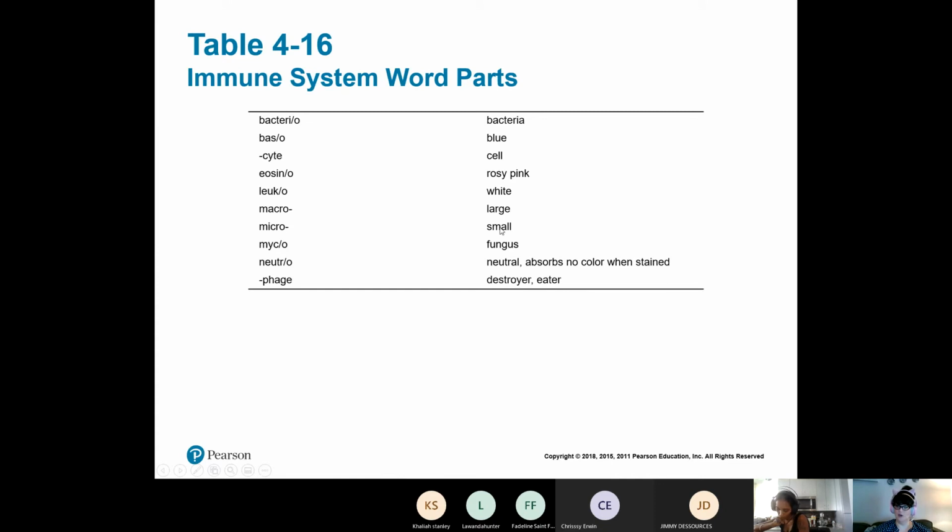Micro, again, we see here. Where do we see that? We saw that with neurology. Small. Leuco, white. Macro, large. Baso, this is blue. But there's another word, cyanosis, right? Yep. That means that. Bacteria is for bacterial. Cyte is for cell. So there's all kinds of really cool terms that we'll learn as we do these.